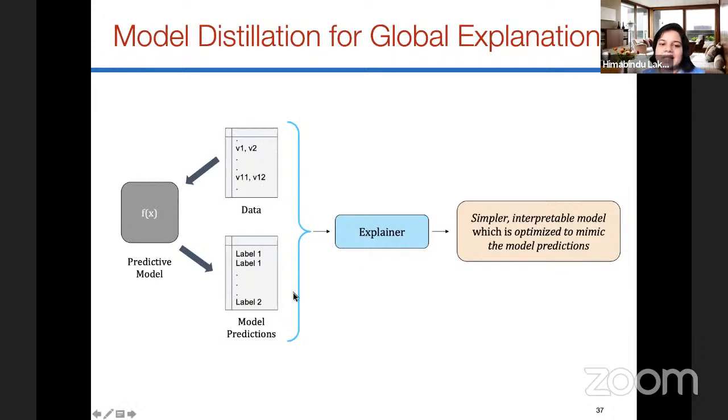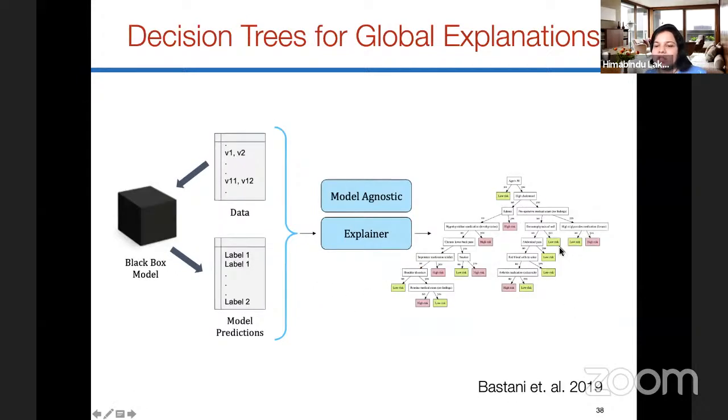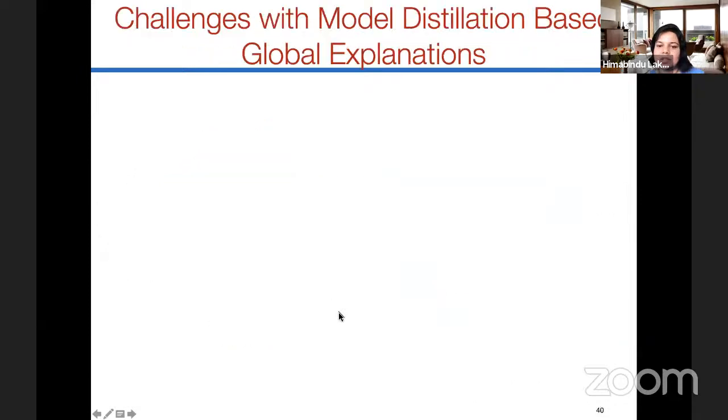Think of it like this: you have a complex model like a deep neural network, and you are essentially fitting a decision tree to make the same predictions as the deep neural network, right? So you are just training a decision tree to mimic the predictions of this deep neural network. That is roughly model distillation, right?